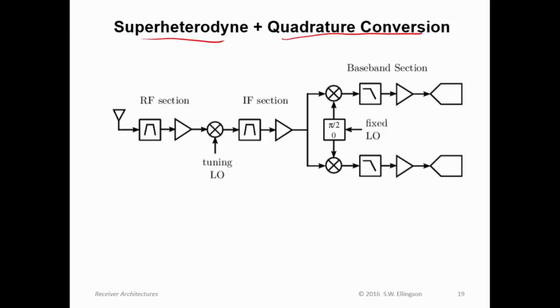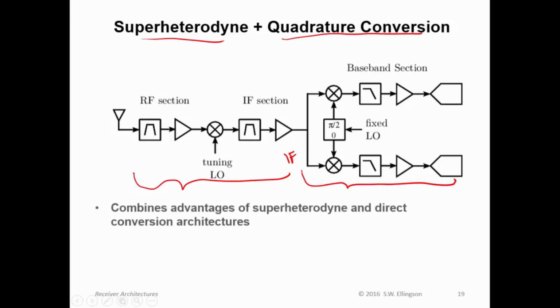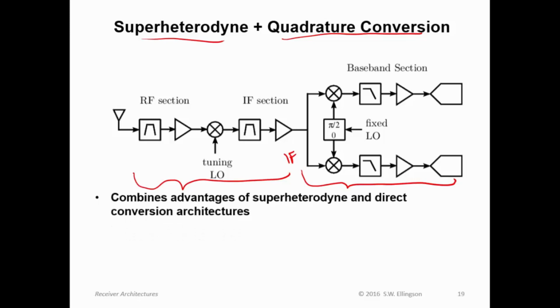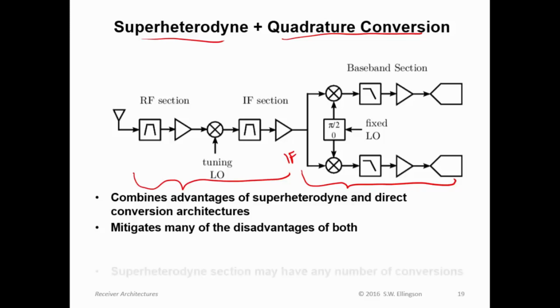And the idea is exactly what the name suggests. We have a superhet that goes to some IF, and then we do direct conversion from the IF. This combines all the advantages of superhet architecture with direct conversion architecture. Also mitigates many of the disadvantages of the two architectures.